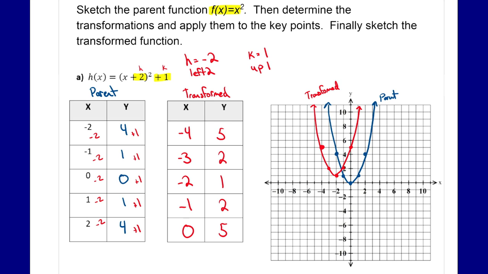It's going to take some practice to get used to finding what the h and k are and understanding how it affects our values. But we're going to look at a couple more examples that hopefully cover all the bases so we are comfortable going forward.